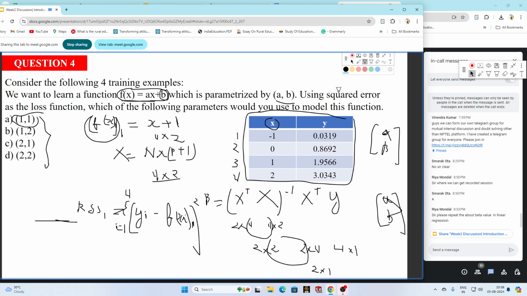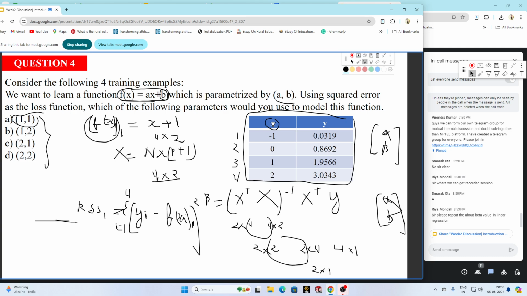We can find the least squared error by optimizing the beta. How can we optimize the beta? We can take the help of the matrix form. How can we make this a matrix form?